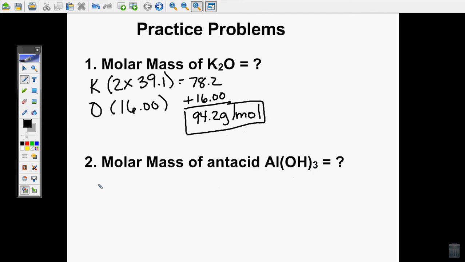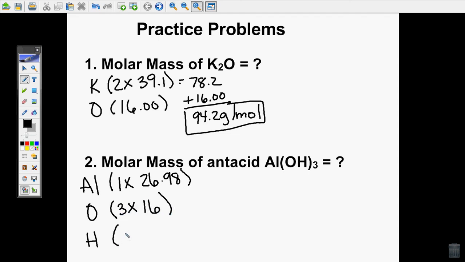Molar mass of aluminum hydroxide. So I have aluminum, oxygen, hydrogen. I have 1 aluminum, and its molar mass is 26.98. I have 3 oxygen, each are 16, and I have 3 hydrogen, and each hydrogen is that. Okay, so I'm going to add all those up, and I get 78.01 grams per mole.